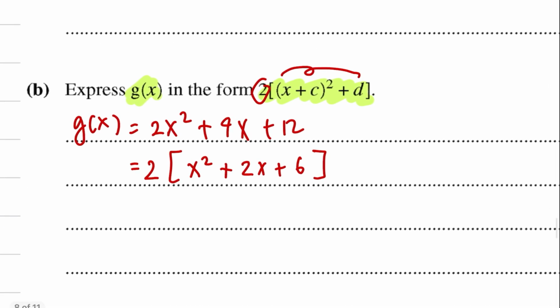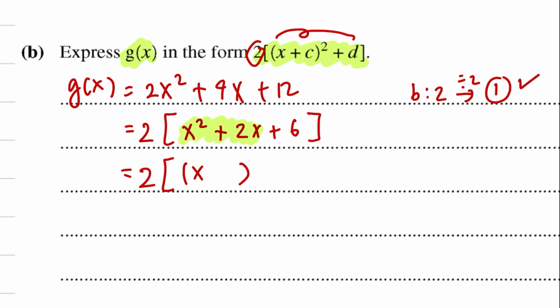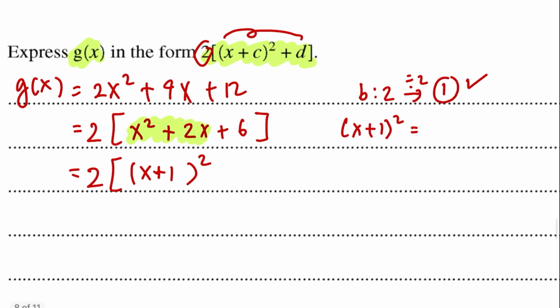From here, we do the completing the square. So we focus on this first, x squared plus 2x. The b is 2. We divide by 2, becomes 1. So our equation becomes the bracket, we put my x, we put my 1 here, and then we square. And we expand to check: (x plus 1) squared equals x squared plus 2x plus 1. This is plus 1, but my equation has plus 6. So from 1 to 6, we have to add 5. So this is my answer.